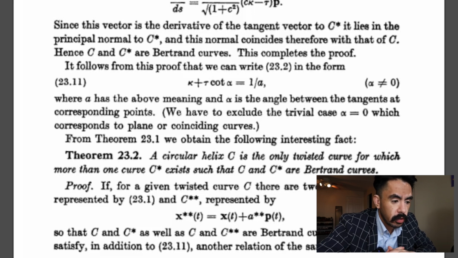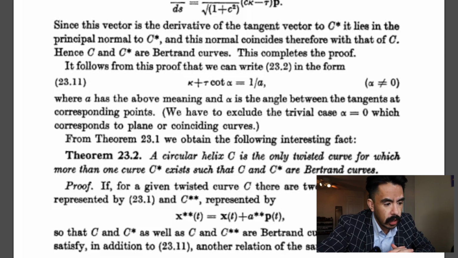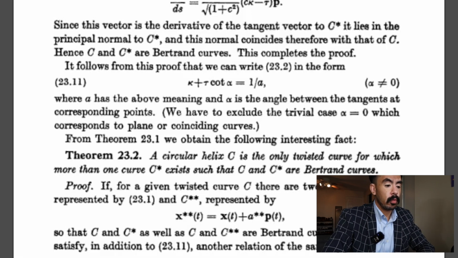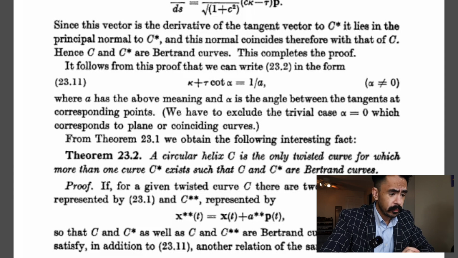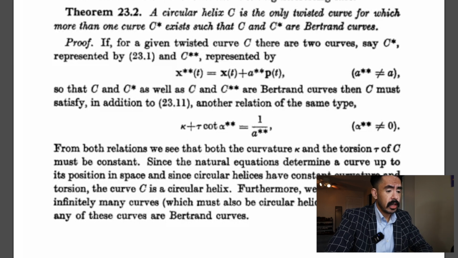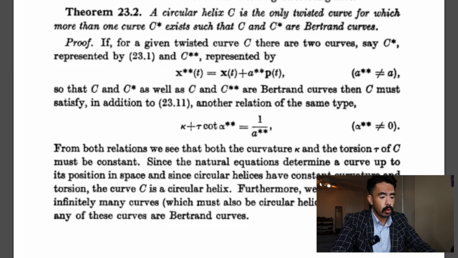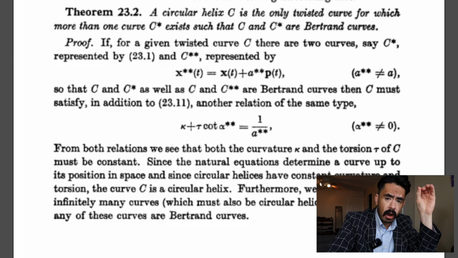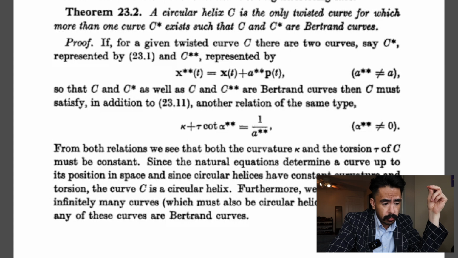And we have to exclude the trivial case alpha equals 0, which corresponds to plane or coinciding curves. From Theorem 23.1, we obtain the following interesting fact, which is Theorem 23.2. A circular helix C is the only twisted curve for which more than one curve C star exists, such that C and C star are Bertrand curves. And we have a nice quick easy proof here.